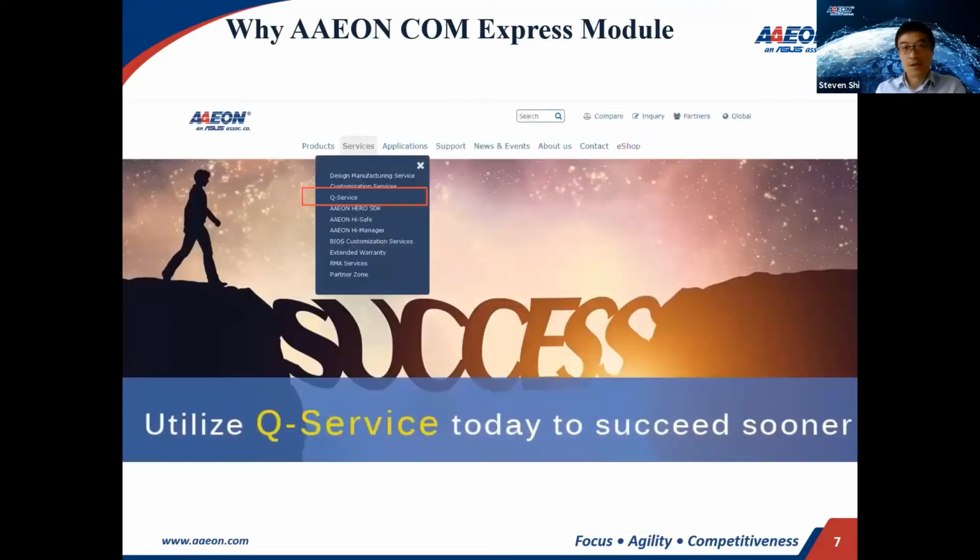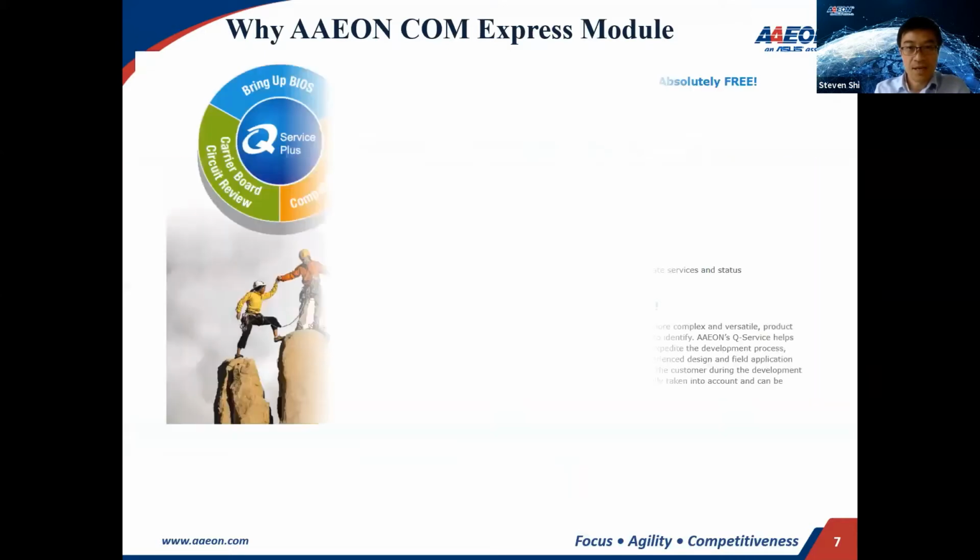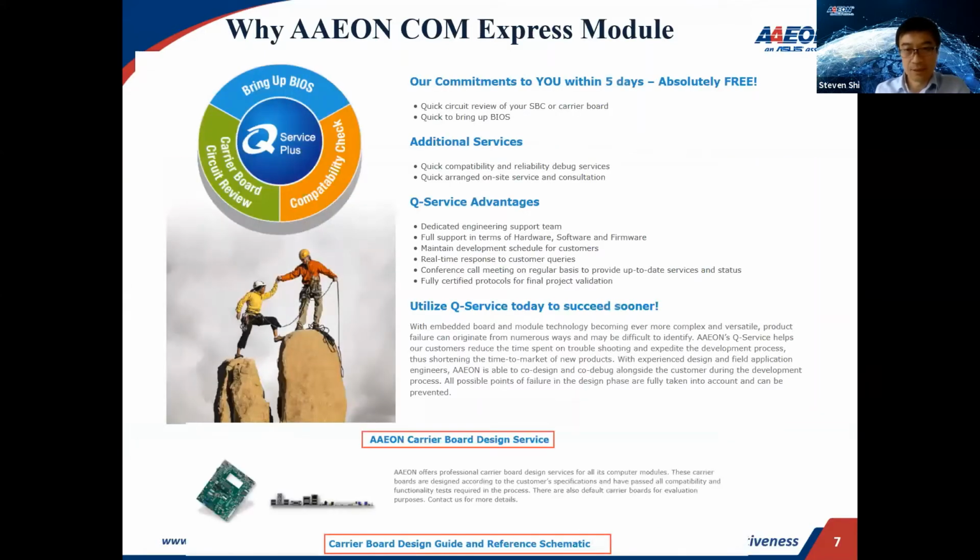In order to help customers solve their barriers, because I saw the poll question, some of you chose barriers because of limited resources. So AAEON would like to help you here, because we have the Q service team, and you can find the information on the AAEON website. And basically we have design schematic references for your own design.